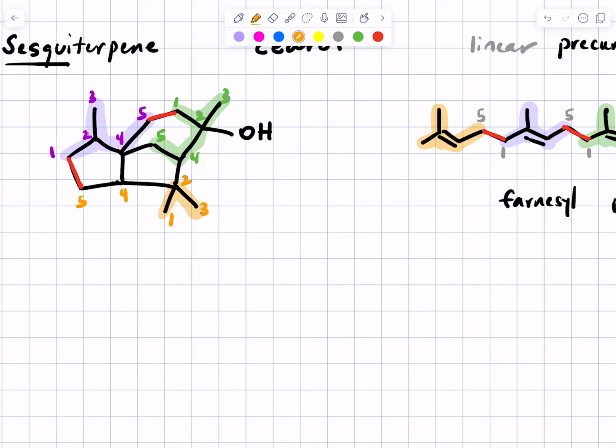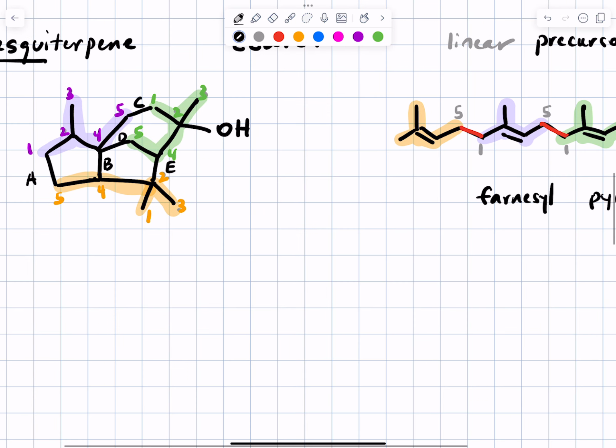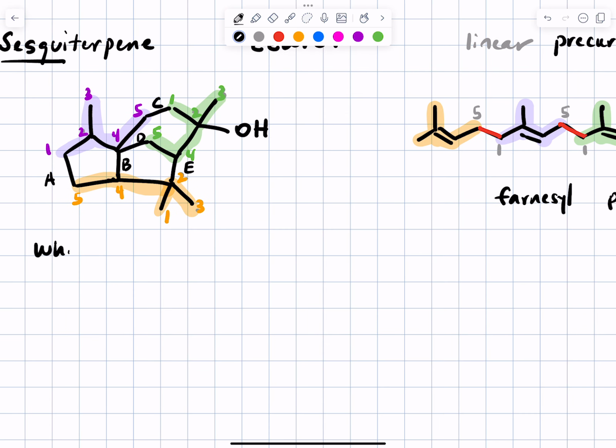Suppose I asked you a question in which I identified the isoprene units for you, but I didn't label the bonds between the isoprene units with lovely colors. They were just there. And suppose I asked you this question. Of bonds A, B, C, D, and E, which were present in the linear precursor? Okay, which were present?